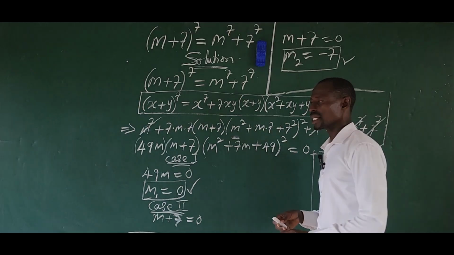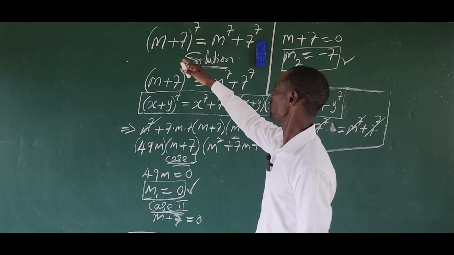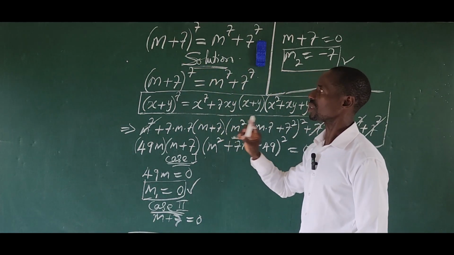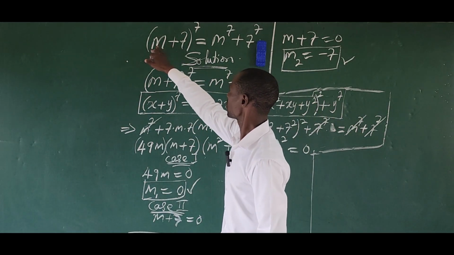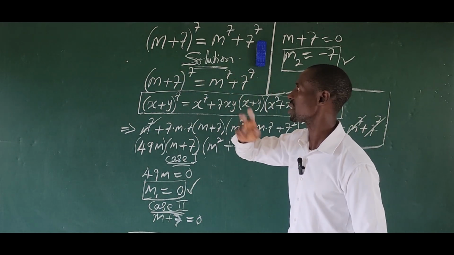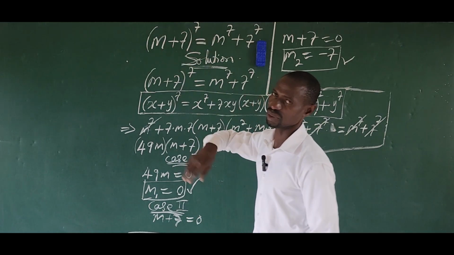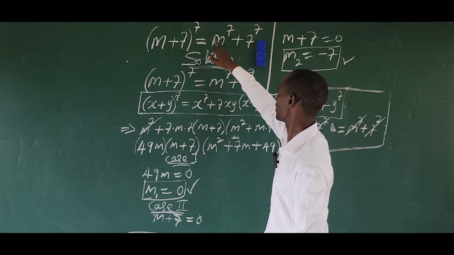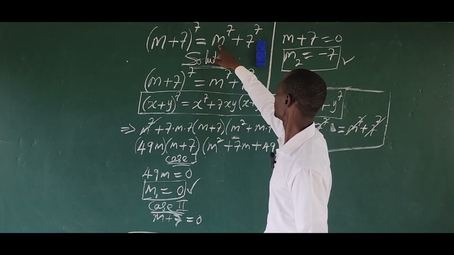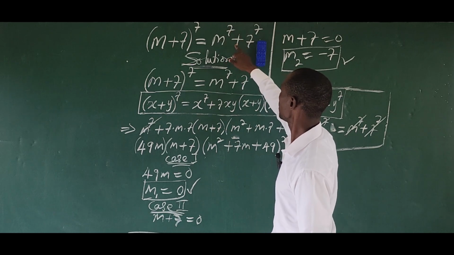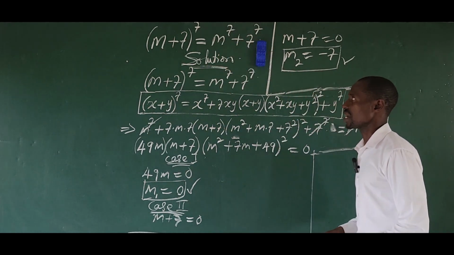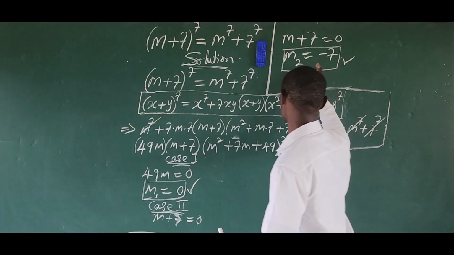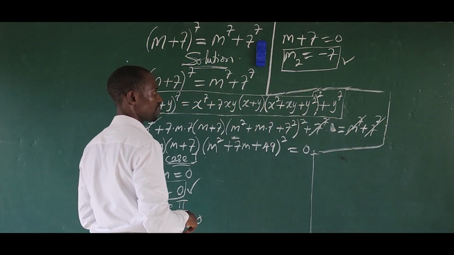If we also check whether this satisfies the equation, you'll discover that it satisfies the original equation. Because if we put in minus 7 here, minus 7 plus 7 will give us 0. The 0 to the power of 7 will give us 0. Then we have minus 7 to the power of 7 plus 7 to the power of 7, that will give us 0. So this also satisfies the original equation.